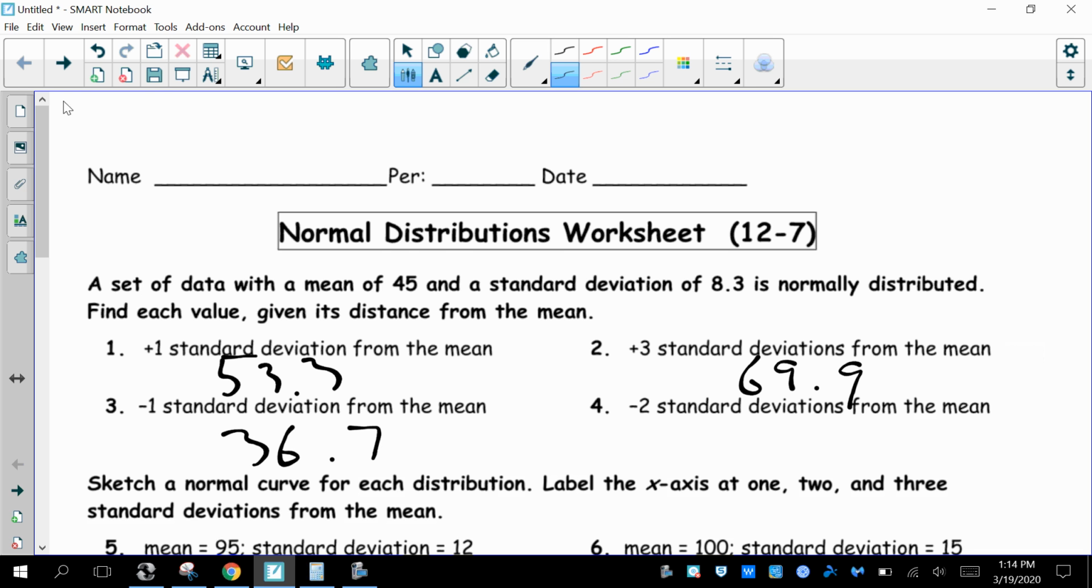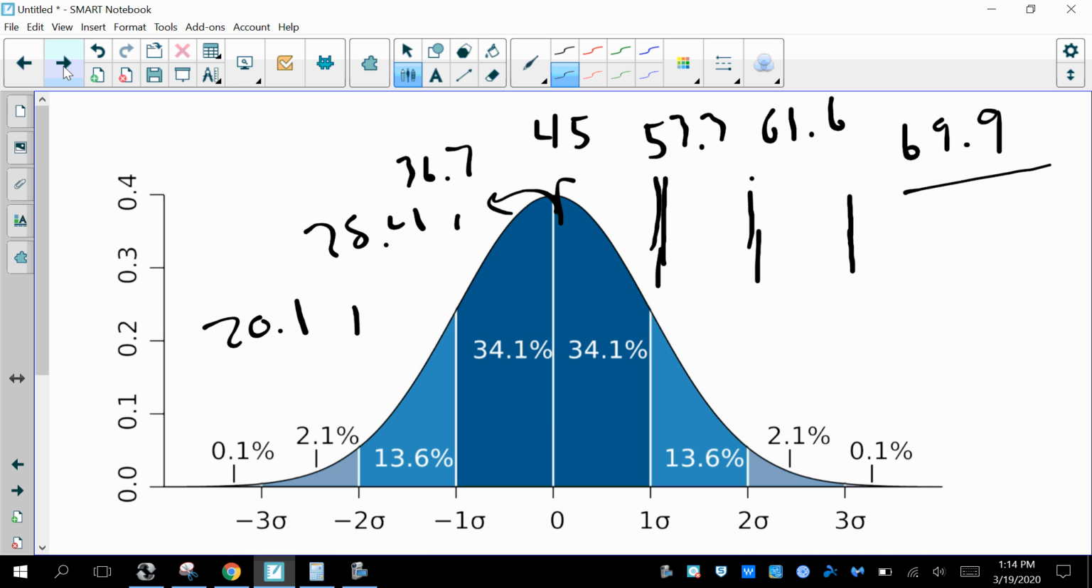Okay, and what's down 2 standard deviations from the mean? Question number 4 is going to be 27.4.